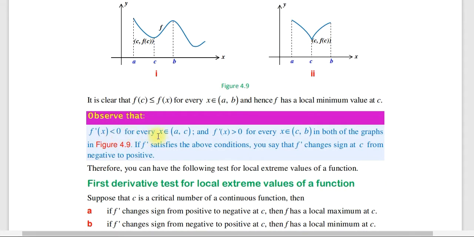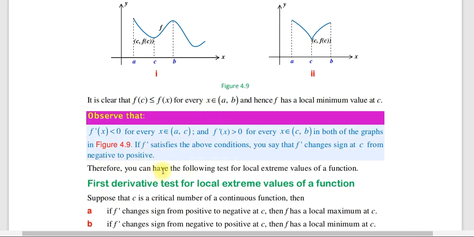So f prime at x less than 0 for every x an element of (a, c), ከ s ከ c ድረስ ያለውን ስናወዳድር f prime of x ከ 0 ያነሰ and f prime at x greater than 0 for every x an element of (c, b), ከ c እስከ b ድረስ ደግሞ greater እዚህ ጋር በተመሳሳይ ማለት ነው. The graph is in figure 4.9. If f satisfies the above condition, you say that f prime changes sign from negative to positive እንላለን ማለት ነው.